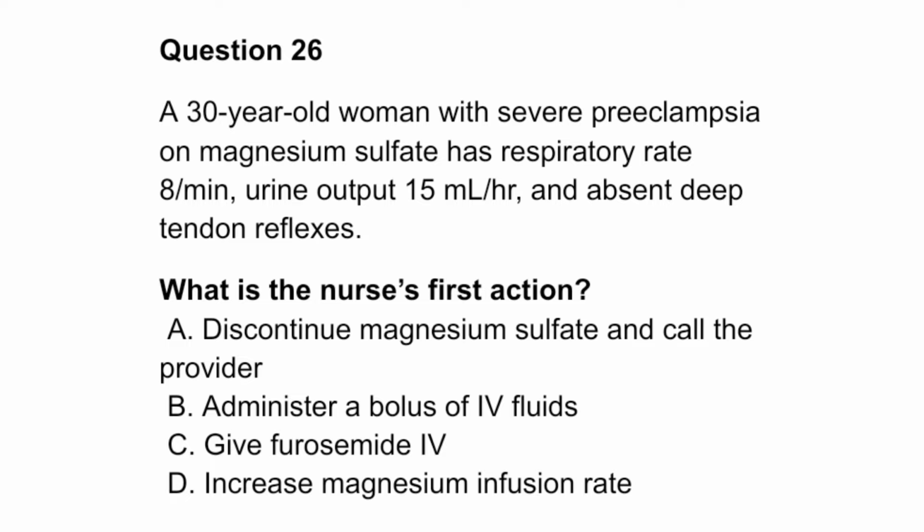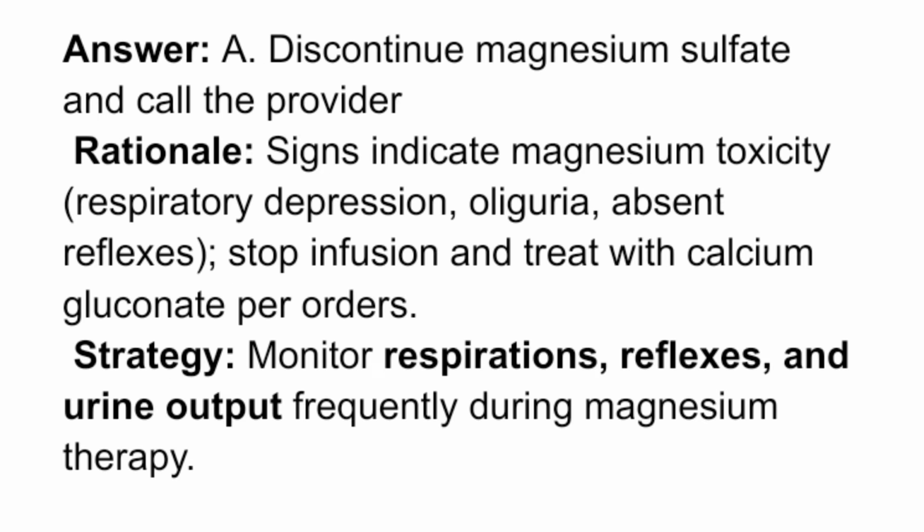Question 26. A 30-year-old woman with severe preeclampsia on magnesium sulfate has respiratory rate 8 per minute, urine output 15 milliliters per hour, and absent deep tendon reflexes. What is the nurse's first action? A. Discontinue magnesium sulfate and call the provider. B. Administer a bolus of IV fluids. C. Give furosemide IV. D. Increase magnesium infusion rate. Answer: A.